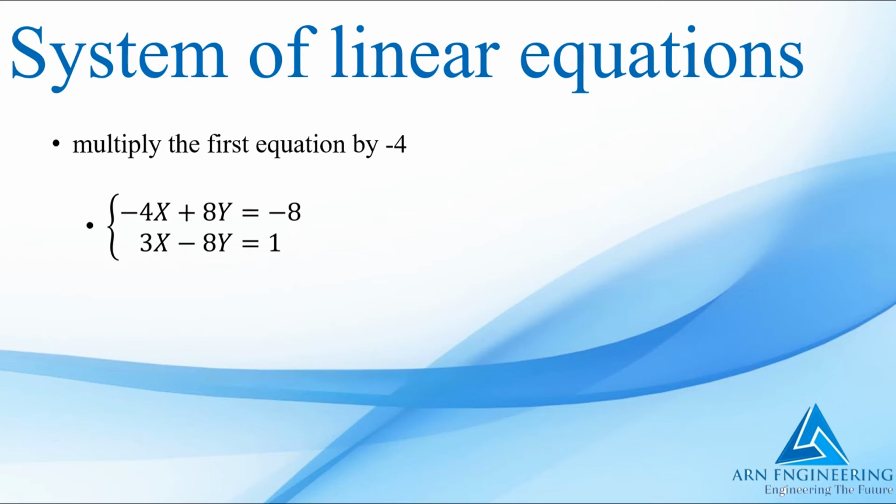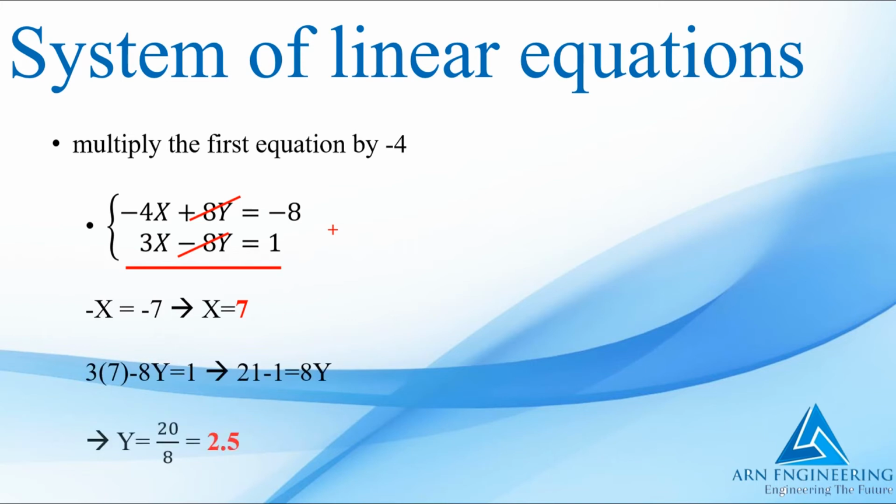So as we discussed before, in this case, if we add the equations together, the y terms will cancel out and we'll be left with minus x being equal to minus 7, which will give us an x value of 7. Now if we substitute an x value of 7 back into one of the equations, in this case I've picked the second equation, we will get a y value of 20 over 8, which is equal to 2.5. So let's remember, we got an x value of 7 and y value of 2.5.